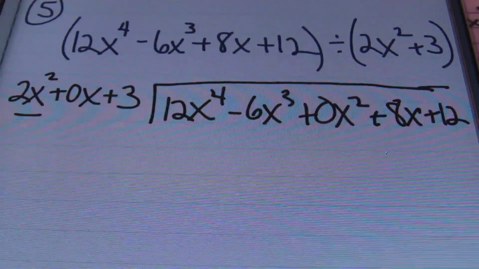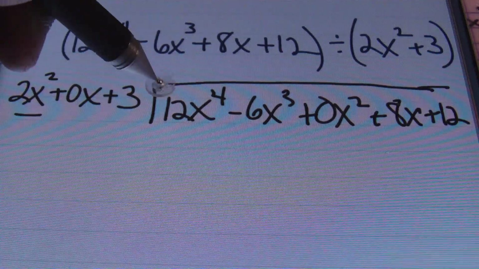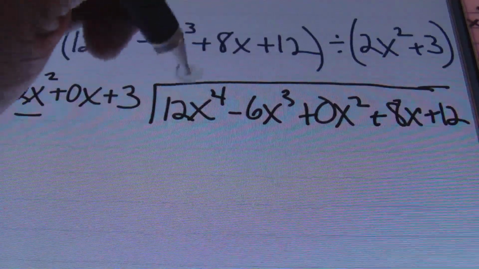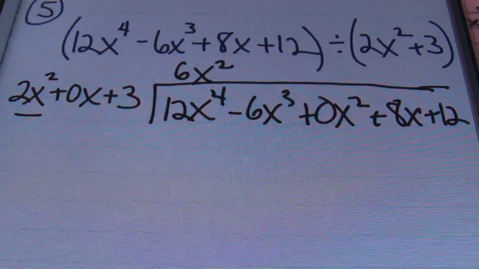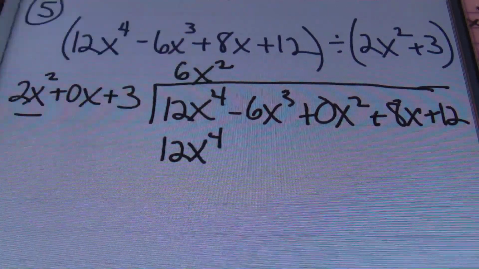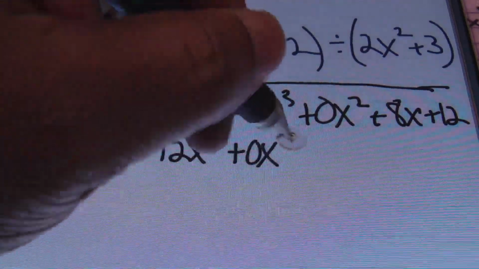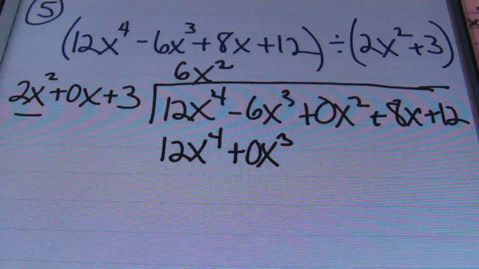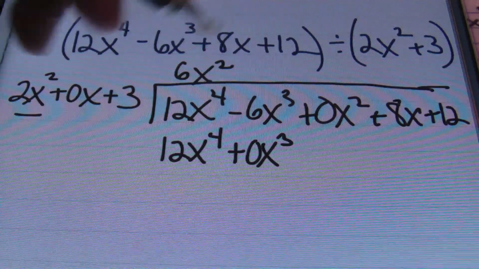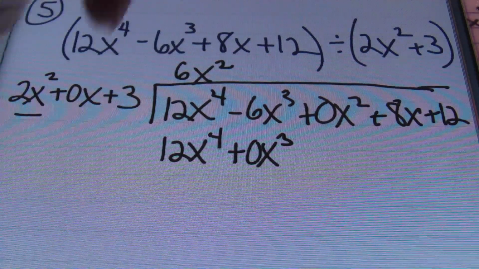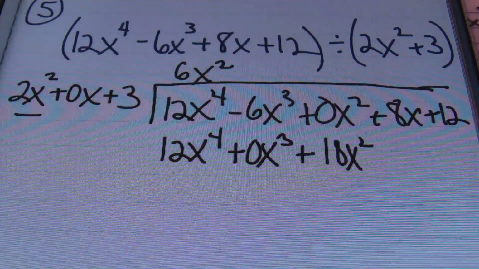Remember, we always start with our first term in the divisor, that 2x squared. What do I need to multiply 2x squared by in order to get 12x to the 4th power? Yeah, I need to multiply by 6x squared, and then I'll distribute. So 6x squared times 2x squared will give me 12x to the 4th power. Then 6x squared times 0x is going to give me a positive 0x cubed. It could be positive or negative. It doesn't matter because it's 0, but I'm definitely showing that I have 0x cubed after multiplying that out. Then multiplying 6x squared times 3, that gives me a positive 18x squared. And because of my placeholder, notice how I was able to line that up.